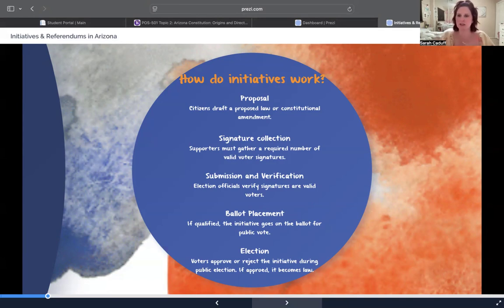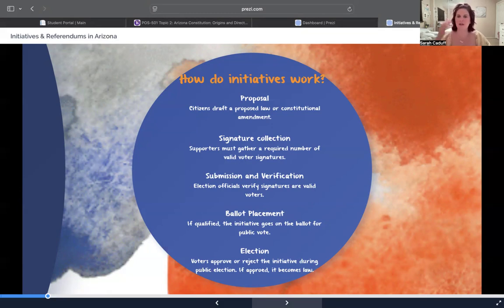So statutory was 10% of the voters in the governor election have to be signatures, and constitutional was 15%. Now, valid voter signatures means that they have to be a valid voter. When signing the petition, there are also rules so that the signature does not get thrown out. It has to be the exact address. It has to be the exact name that is on the ballot when you go to vote.